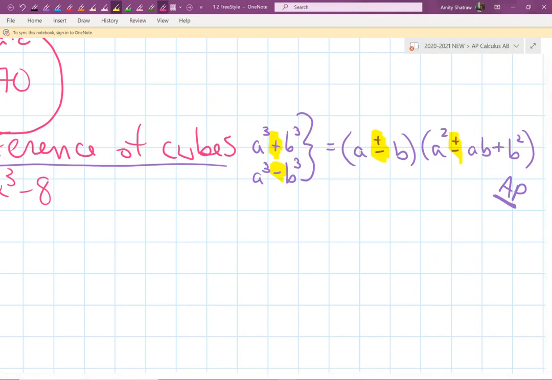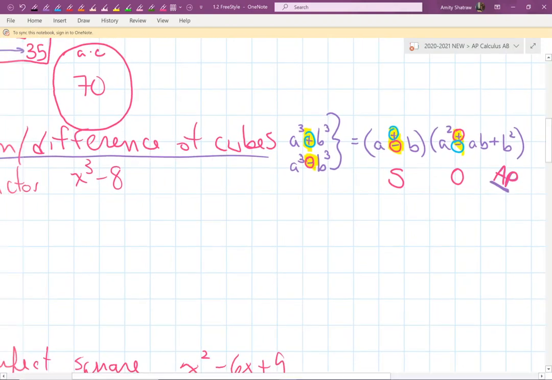So I'm going to tell you that the mnemonic is, ready: same, opposite, and always positive. So if I'm starting with this, I will use this and that. If I am starting with this, I will use this and that. Okay, same, opposite, always positive. Let's actually do one. I have x cubed minus 8. And I'm going to say then that a is x and that b is 2, because 8 is 2 cubed.